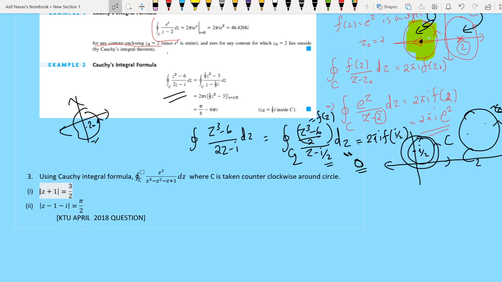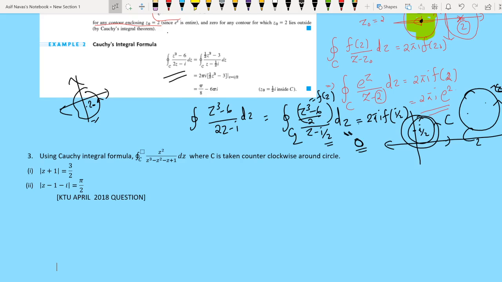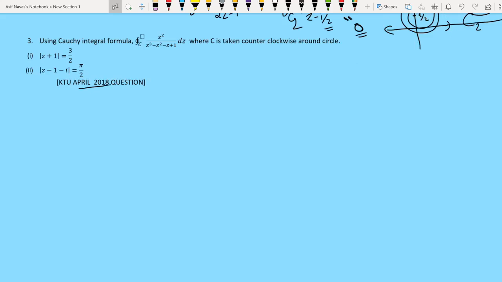So now we will do the first problem. This is a KTU April 2018 problem. Using Cauchy integral formula, evaluate the integral over C of z square divided by z cube minus z square minus z plus 1 dz, where C is taken counterclockwise around the circle mod z plus 1 is equal to 3 by 2. So solution: we have to integrate this, and our contour C is mod z plus 1 is equal to 3 by 2.